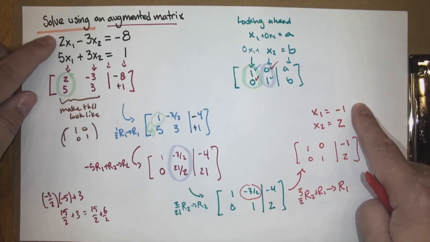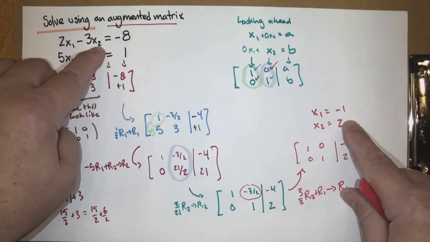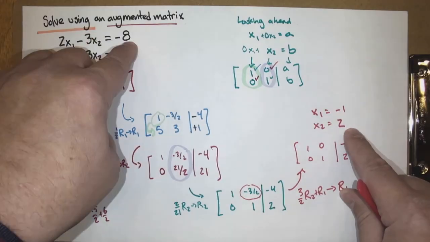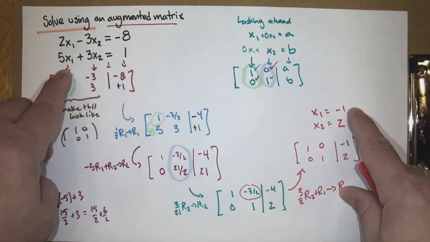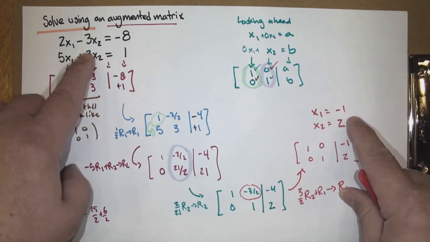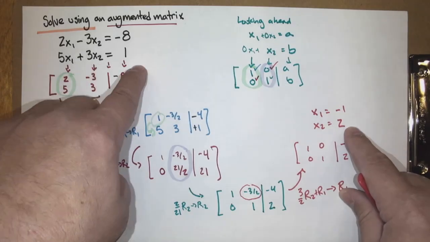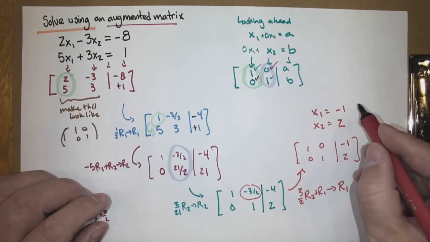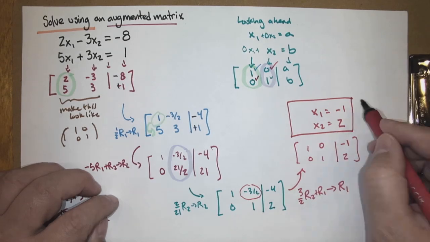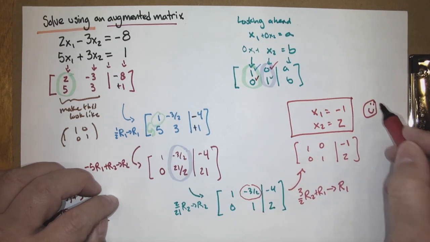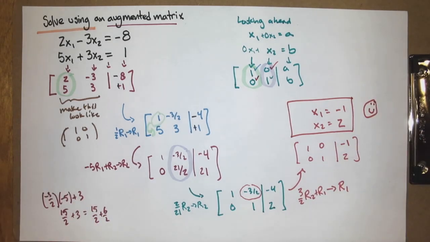2 times minus 1 is minus 2. Minus 3 times 2 is minus 6. Minus 2 minus 6 is minus 8. 5 times minus 1 is minus 5. 3 times 2 is plus 6. Minus 5 plus 6 is positive 1. So, yeah, we definitely got the right answer. Woohoo! Smiley face for us. We worked hard.